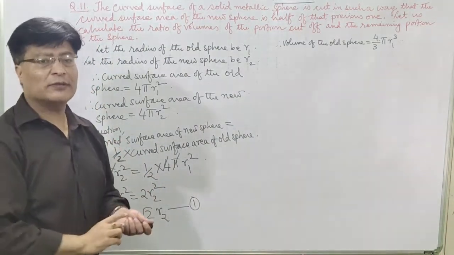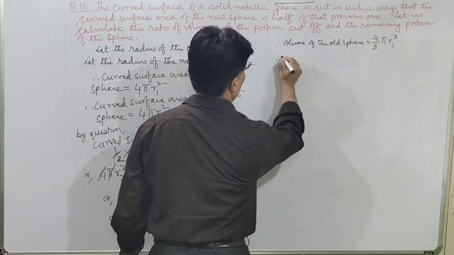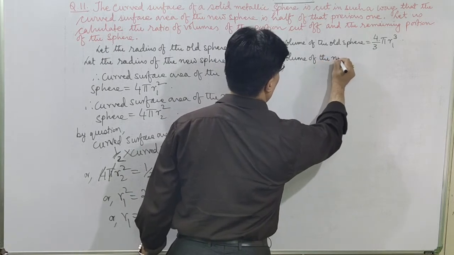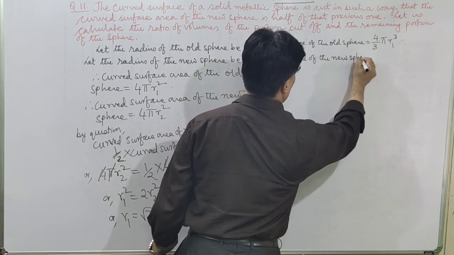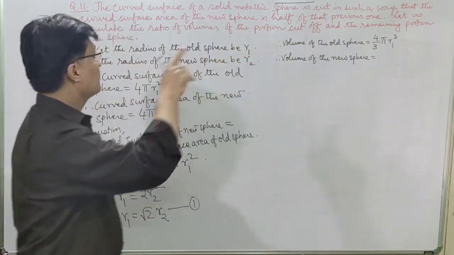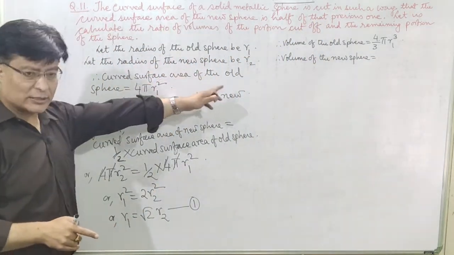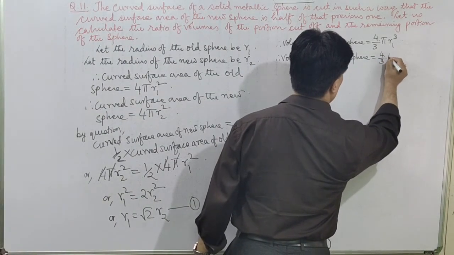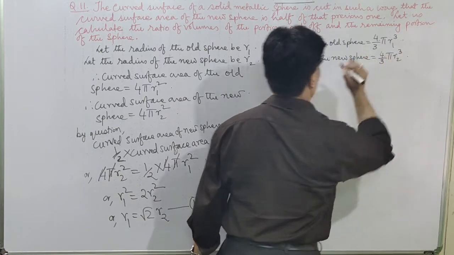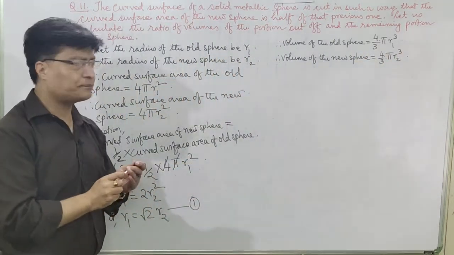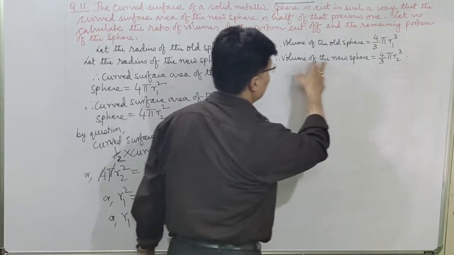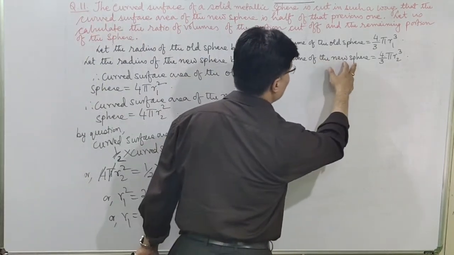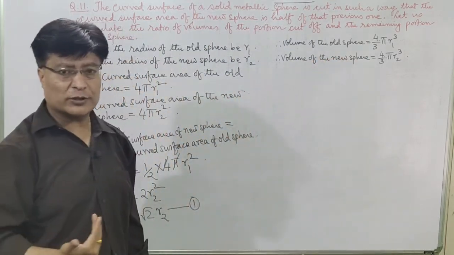Next, let us find out the volume of the new sphere. The new sphere radius is R2. So its volume is 4/3 pi R2 cube. I think you have understood it. This volume of the new sphere means the volume of the remaining portion.